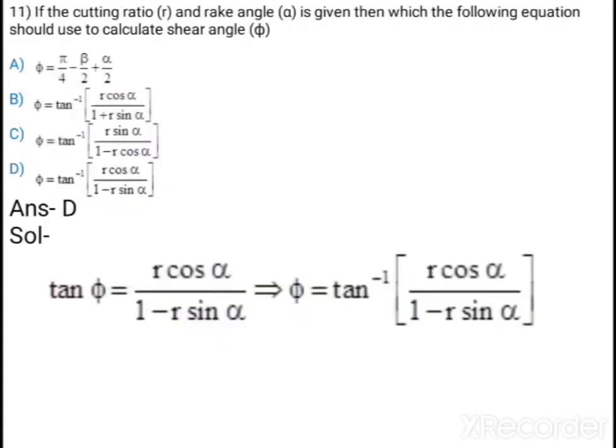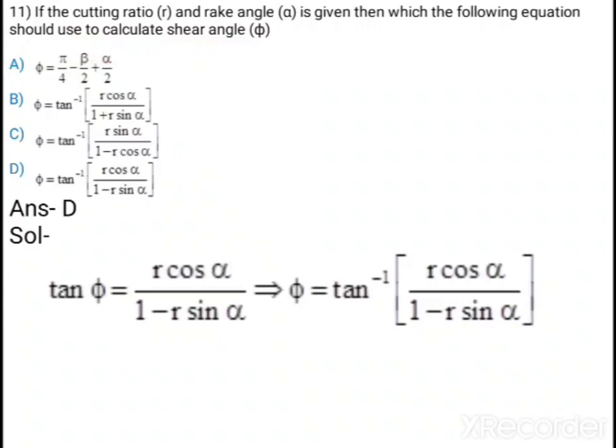Next question: if the cutting ratio r and rake angle alpha are given, which of the following equations should be used to calculate the shear angle? So if r is provided, then the first is definitely wrong.